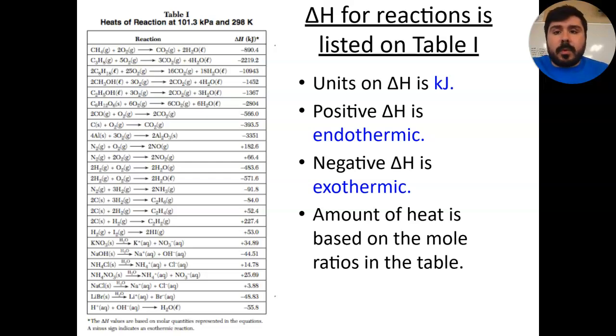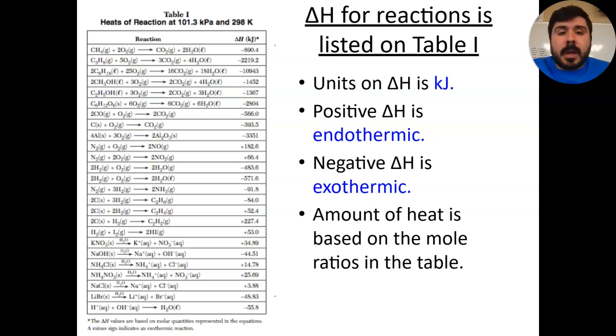Now, like I was saying before, we've got a new table to talk about, Table I, which is your heats of reaction at 101.3 kilopascal and 298 Kelvin, a couple of measurements we've seen not too long ago. 101.3 kPa is our standard pressure, and 298 Kelvin is not standard temperature, so this is not at STP. 298 Kelvin is approximately 20 degrees Celsius, approximately room temperature. Room temperature is usually anywhere between 20 and 25 degrees Celsius, depending on how you're measuring it.